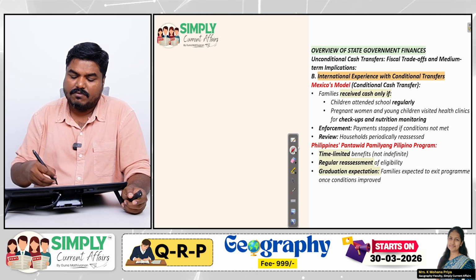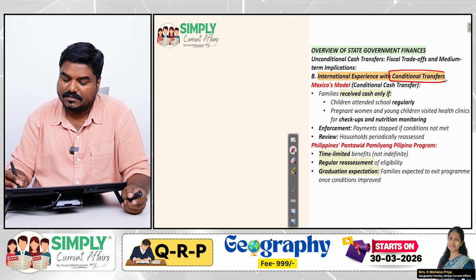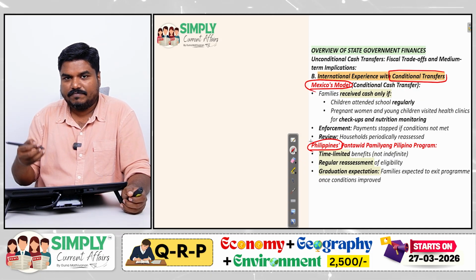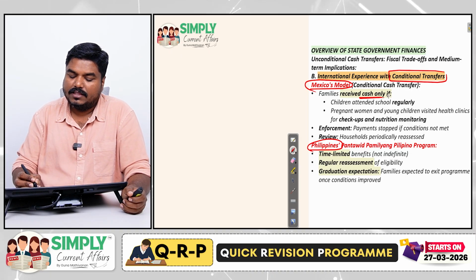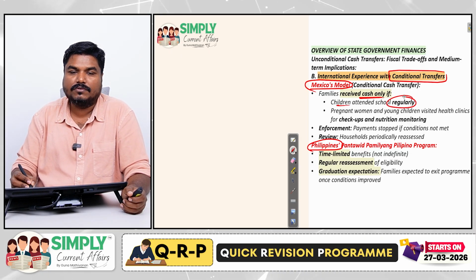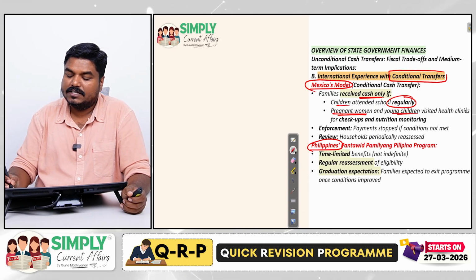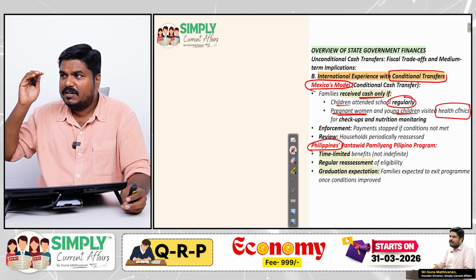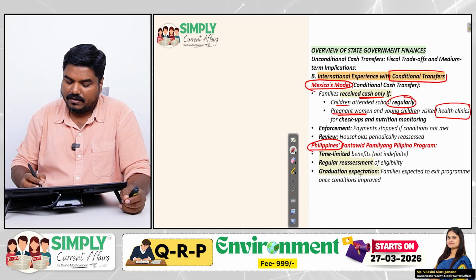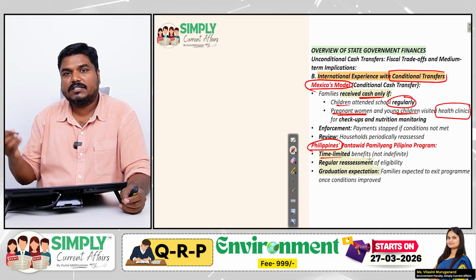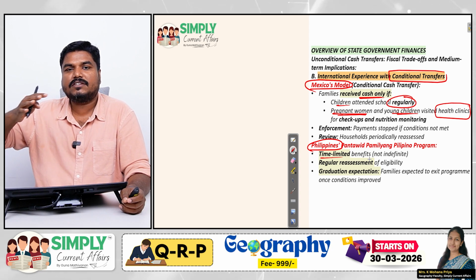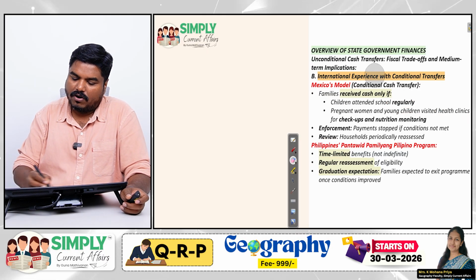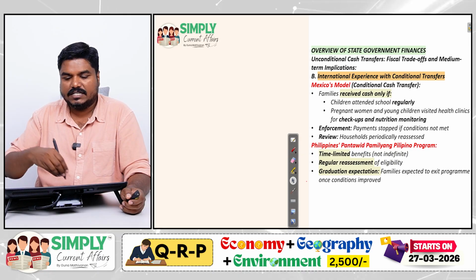At the same time, a study was also done on conditional transfers. The Mexico model was studied, the Philippines model was studied. In Mexico and the Philippines, they have conditional transfer. For example, the beneficiaries will receive cash only if children go to school, and only when pregnant women and young children visit health clinics regularly. So there is a condition attached. Government will give money, but you have to do something. In the Philippines, it is time bound. That means government will give benefits, but not never-ending. Everything will have a sunset clause. These models were also studied, and there is a positive outcome mentioned in the survey.